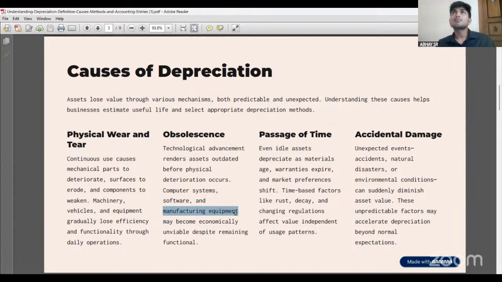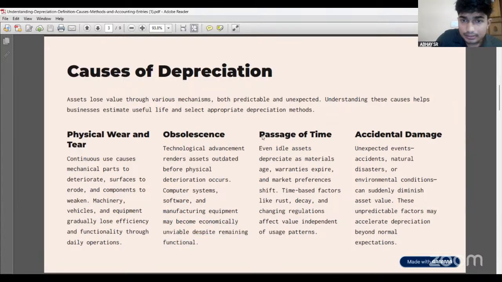Because if you see, I've got a machinery from 2010 that manufactures a pen. In 2010, the machine could manufacture around 100 or 150 pens in one run. Currently, in 2025, there's another machine that can manufacture like 200 or 500 pens in one go. So if you see, even though my old machine is functional, it is not economically viable despite remaining functional. So that can be a reason for depreciation too.